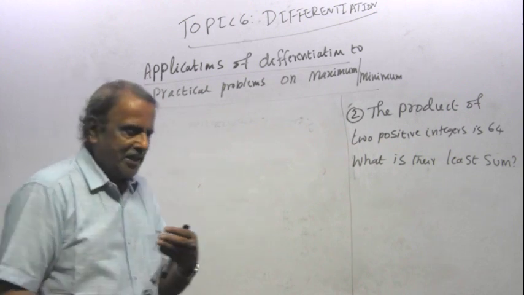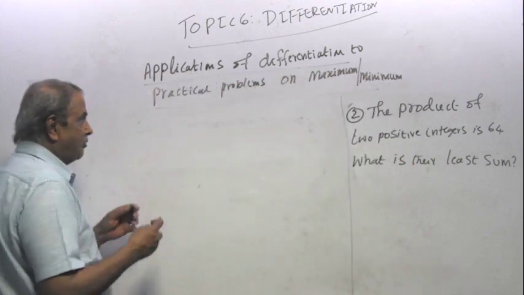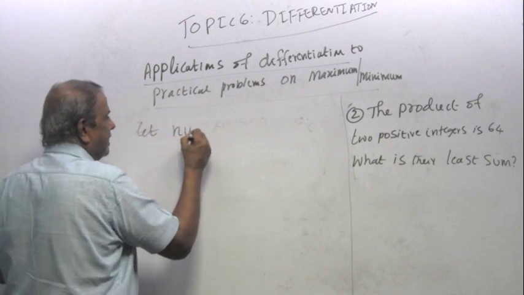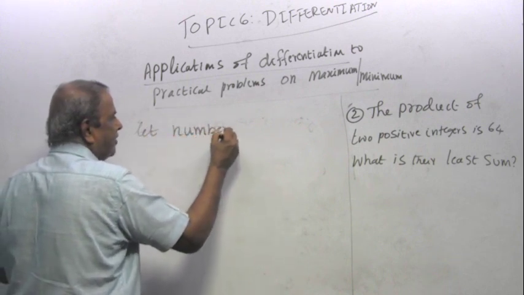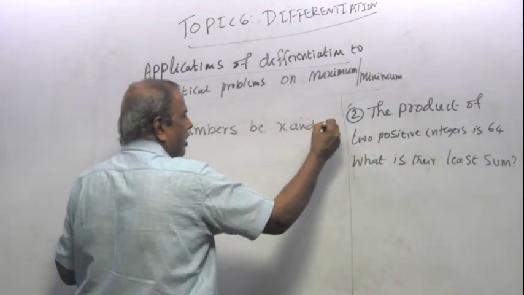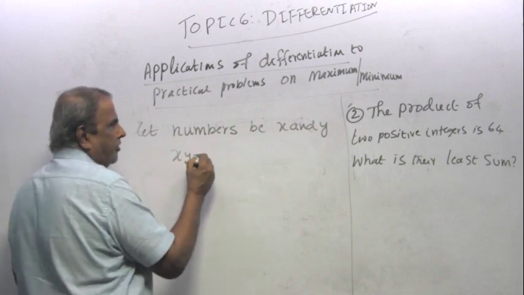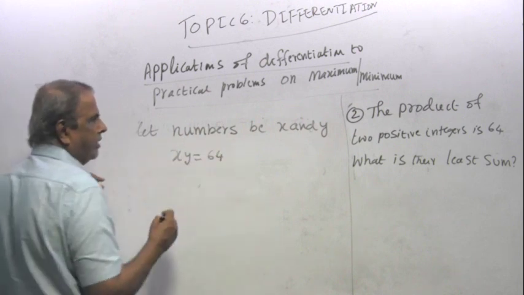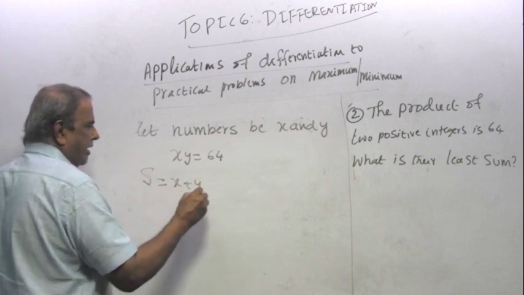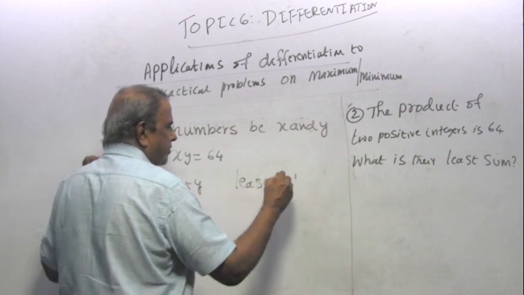So depending upon the condition, the value will be either least or highest. Same story. So explain yourself. Let the numbers be x and y. What information are you given? The product. So xy is given to be 64. You're asked to find the sum, s equals x plus y, and I want to find the least s.